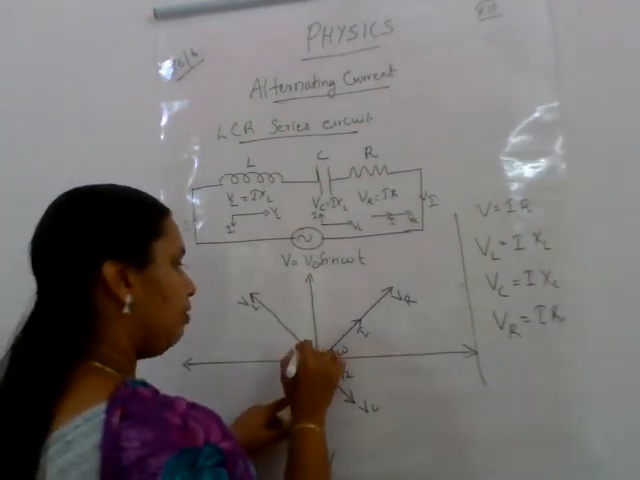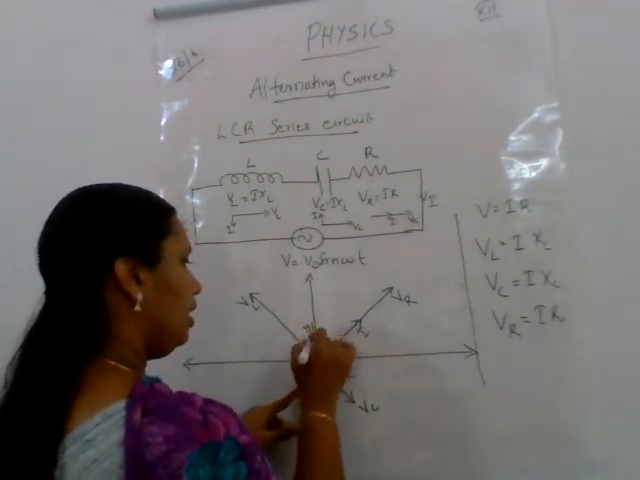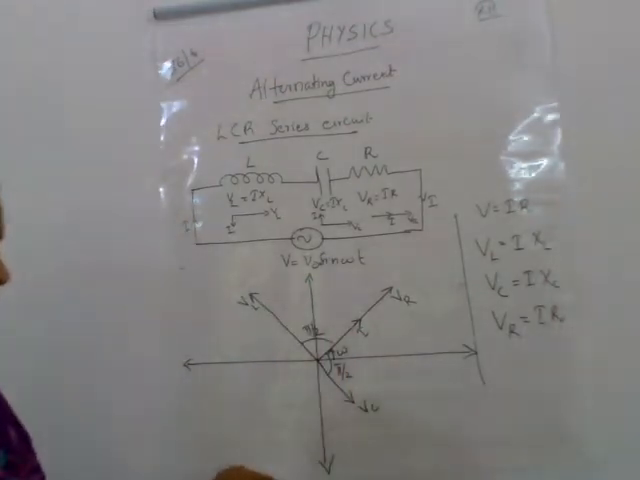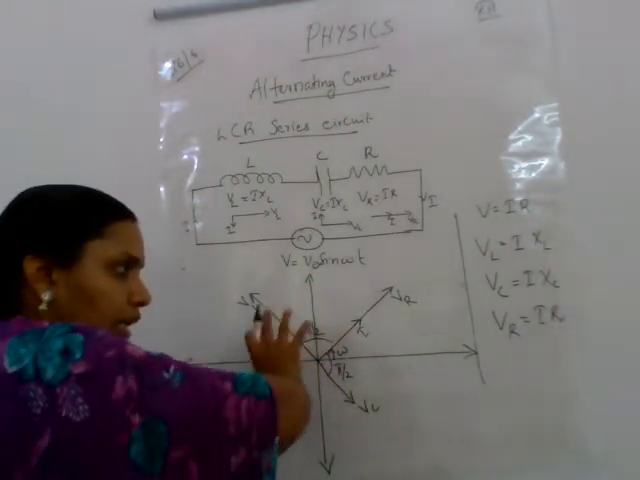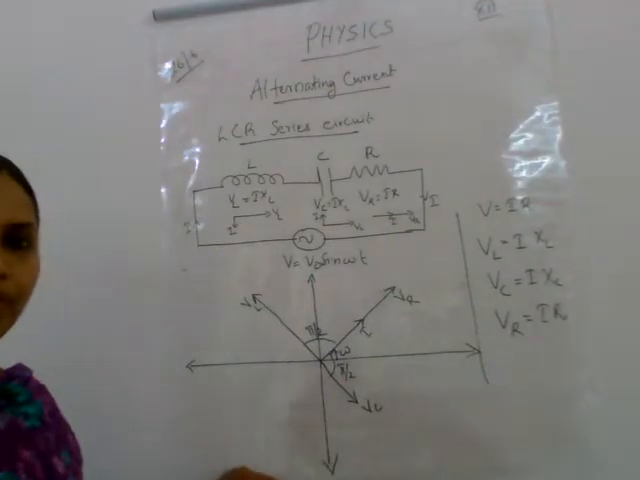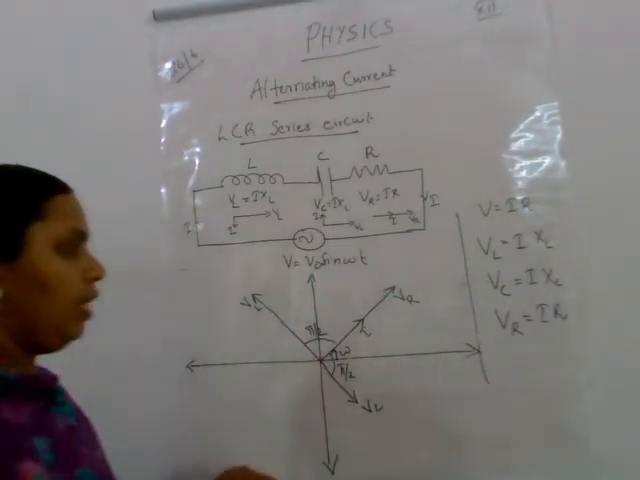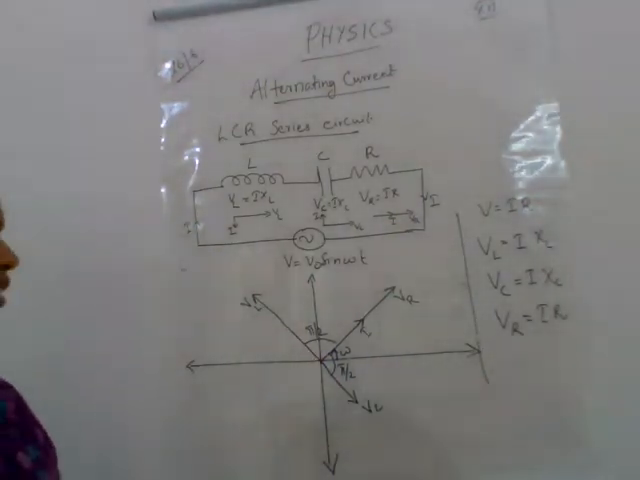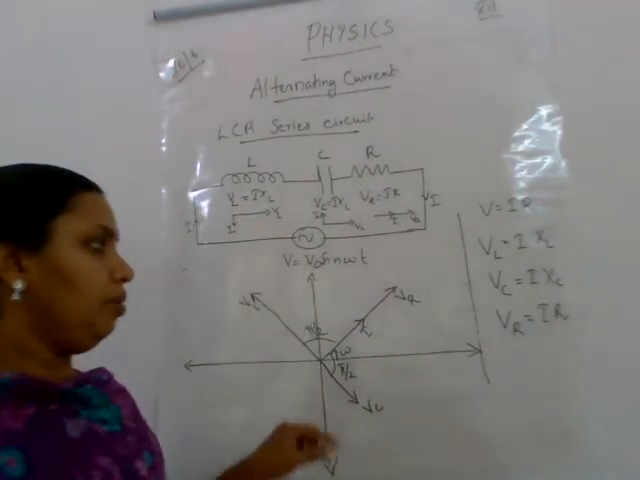And what is this phase difference? This phase difference will be 90 degree, pi by 2. Okay, so all this together will move with an angular velocity omega. So this is the phasor diagram, of all this series combination.